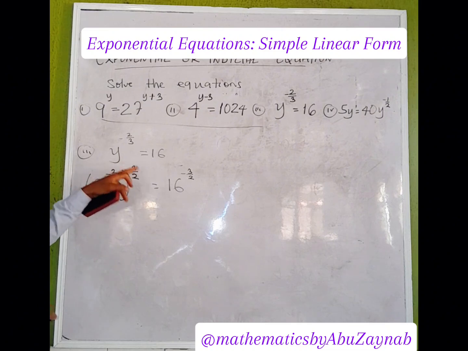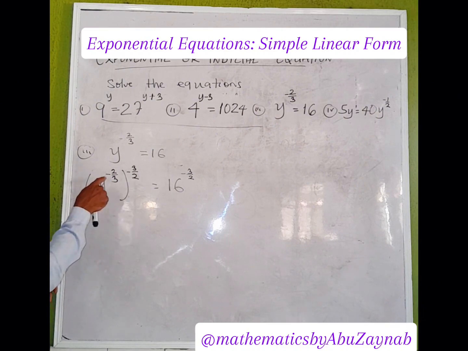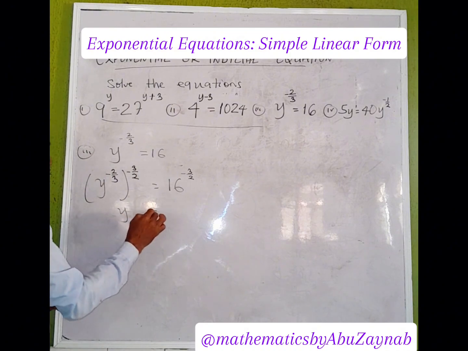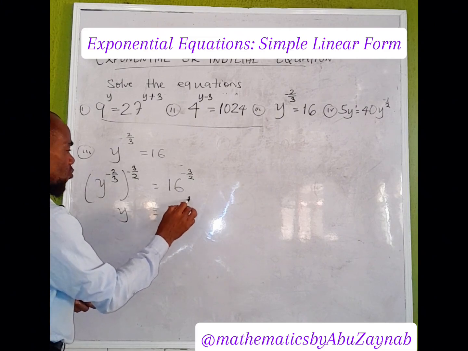The aim is to eradicate the power here to make everything 1. How so? Minus times minus is plus. 2 third times 3 over 2 is actually going to be 1. So we are left with just 1. y raised to power 1, which is our desire anyway, equals 16 raised to power minus 3 over 2.